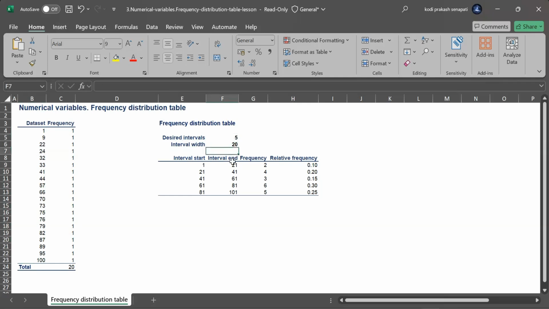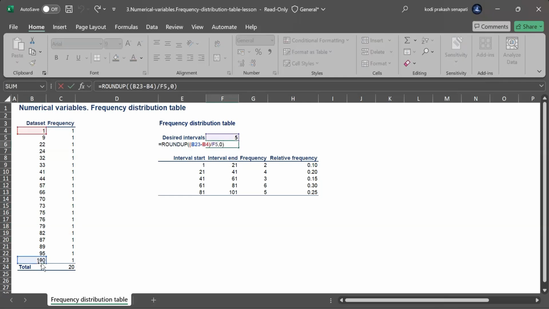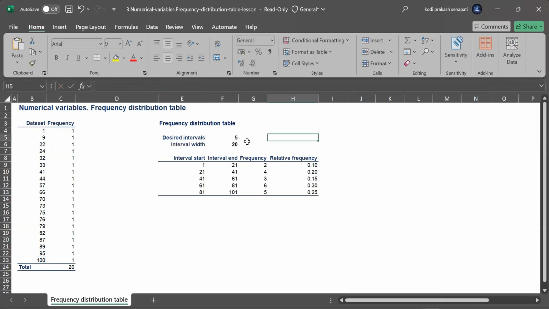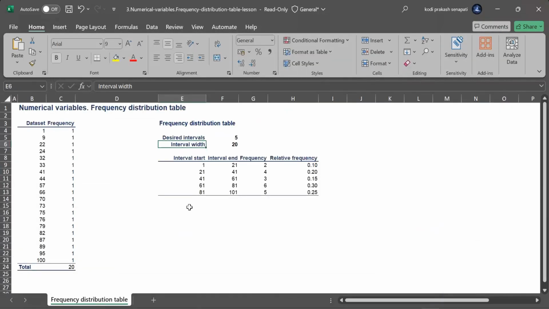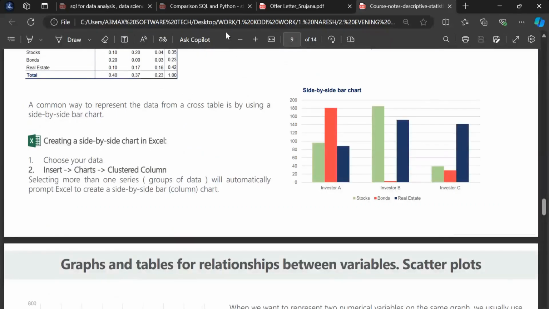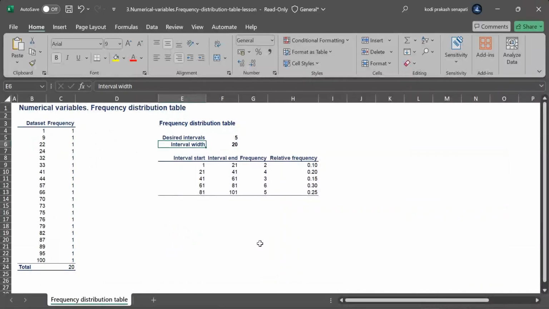So just do F2, B23 minus B4 divided by 5. So how much did we get? I think 19.8, something like that. So 19.8 is roughly 20. Are you clear, guys, how to get the interval width formula? So that's the first formula I introduce today. Now I want everyone to maintain the formula sheets.